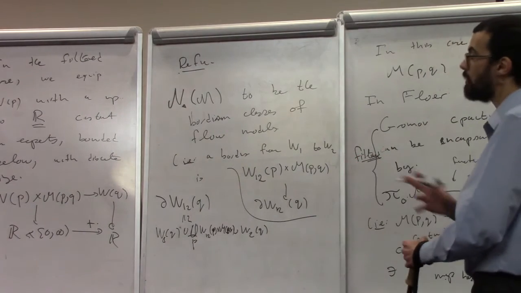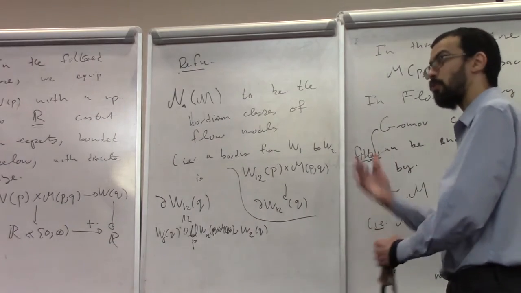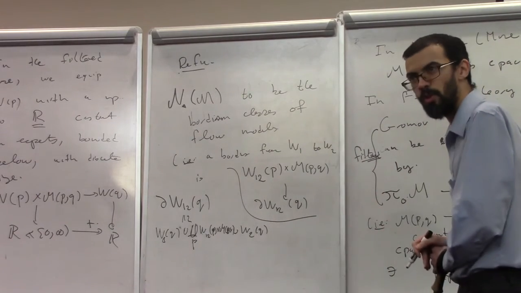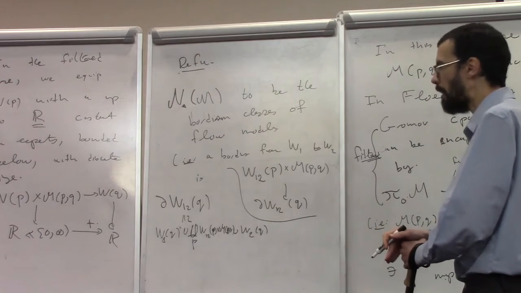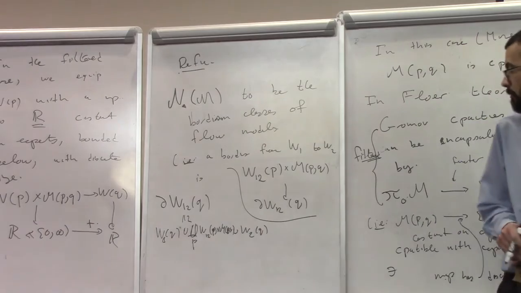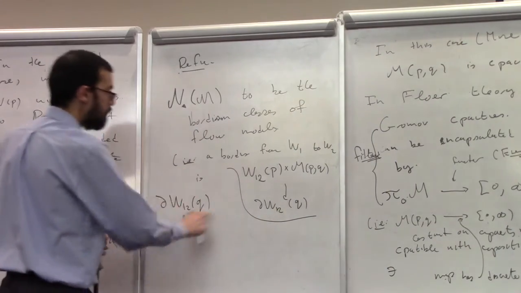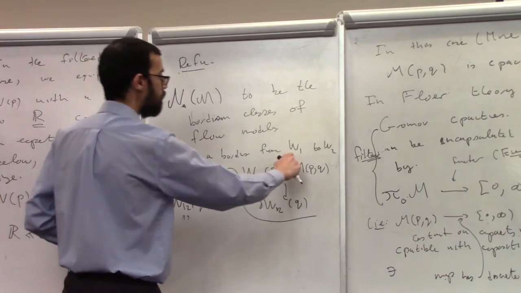This is a standard thing in geometric topology. The reason you introduce manifolds with corners is so that you can make sense of bordism between manifolds with boundary. Okay, and that's what's happening. So W12 is supposed to be a bordism from W1 to W2.